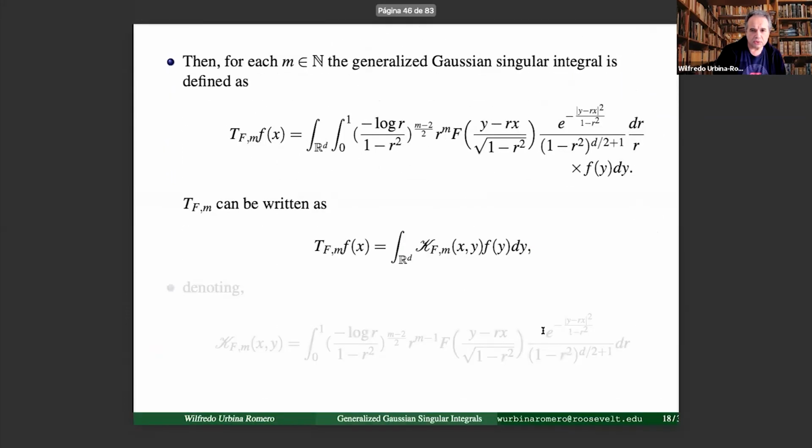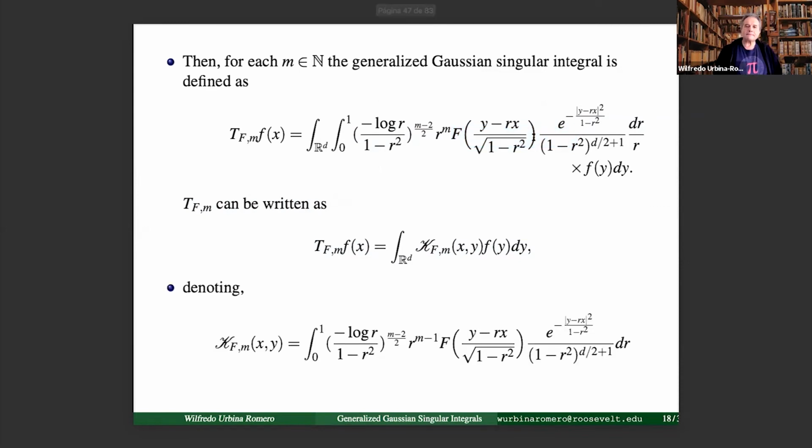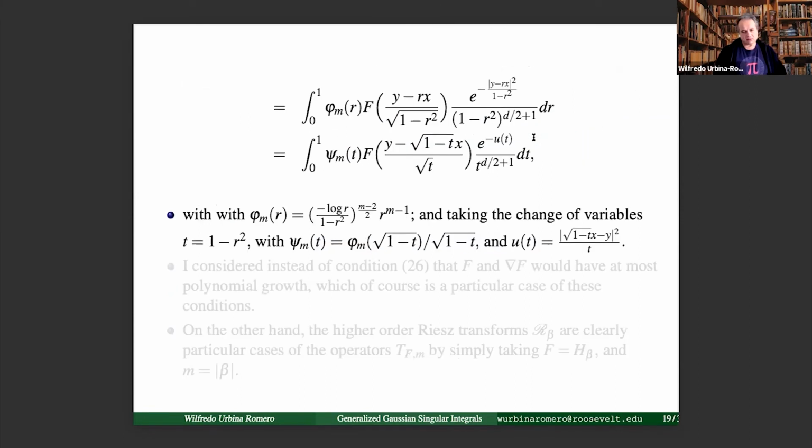This is exactly the same as the higher order Riesz transform. The only thing is that we are changing the Hermite polynomials for f. And then, with this kernel, you can prove this, but it is a very elaborate argument and I don't have the time.